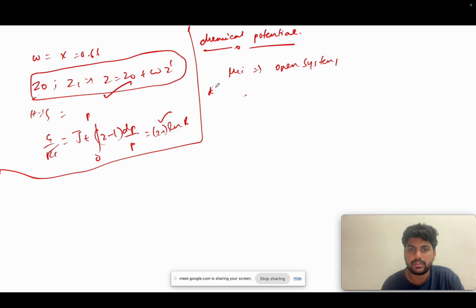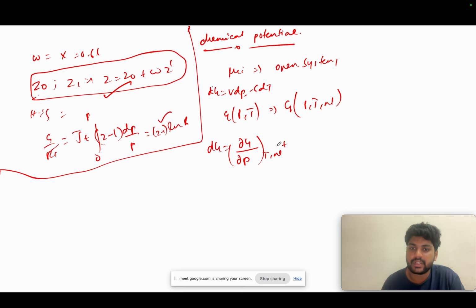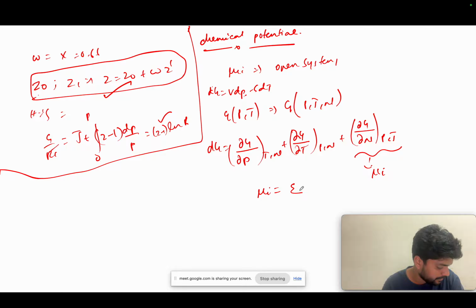So if you take Gibbs free energy, dG equals V dP minus S dT. So for a closed system, G is a function of pressure and T, but for an open system, G is also a function of P, T and n, and this equation can be written as, you all know, dG equals (dG/dP) at T, n plus (dG/dT) at P, n plus (dG/dn) at P, T. This is written as the chemical potential mu_i equal to sigma of G_i n_i, where G_i is the molar quantity.